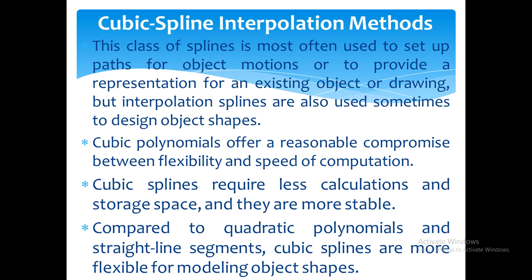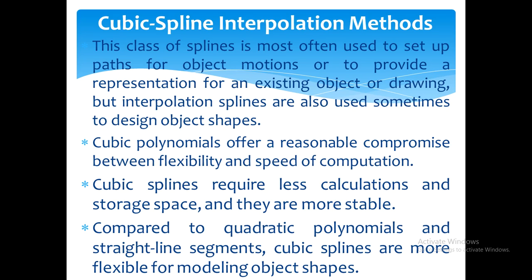Then compared to quadratic polynomials and straight line segments, cubic splines are more flexible for modeling object shapes. As I told, if you go to lesser order curves, that is quadratic, or straight line segments, then you will not get smooth curves, you will not get smoothness in the object design. That's why they are not flexible for modeling the object shapes.